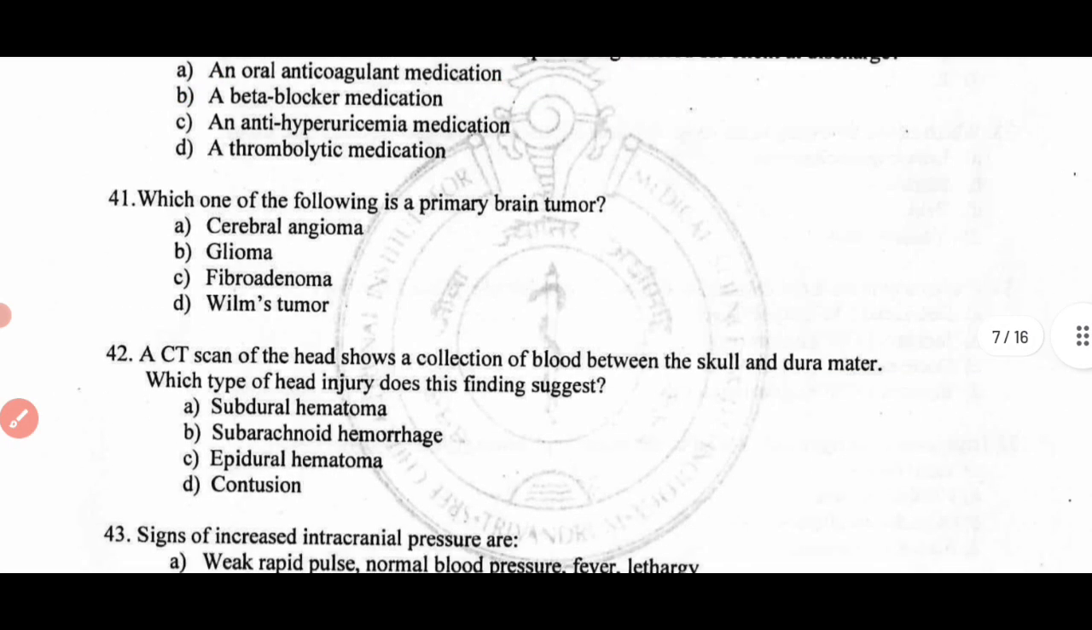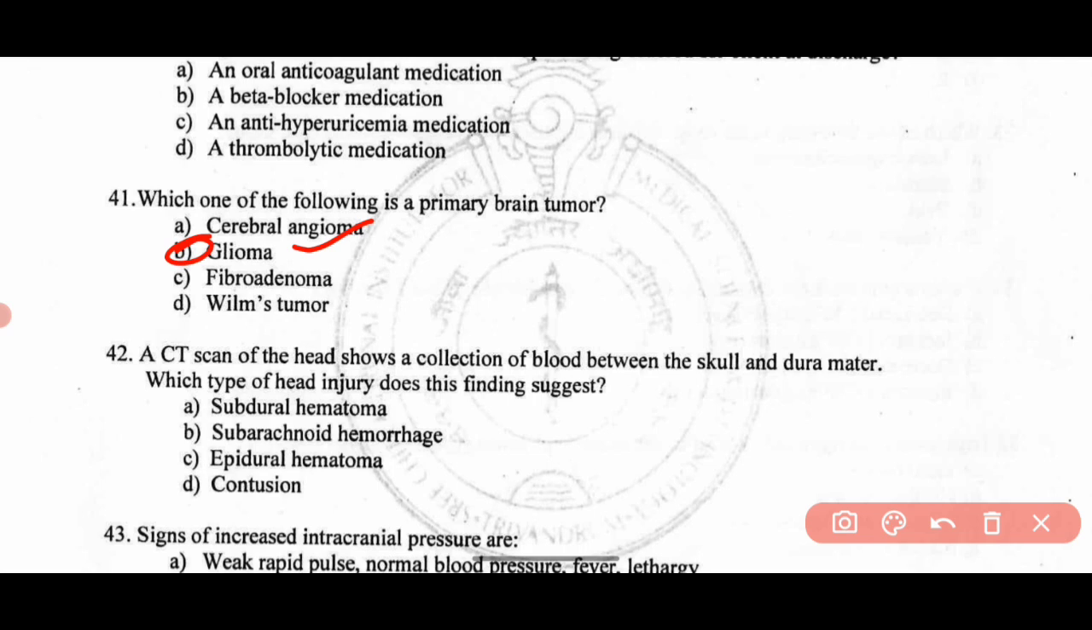The next one, which of the following is the primary brain tumor? Okay, so here the right answer is glioma, option B. This is the direct question. Glioma is nothing but a primary brain tumor.